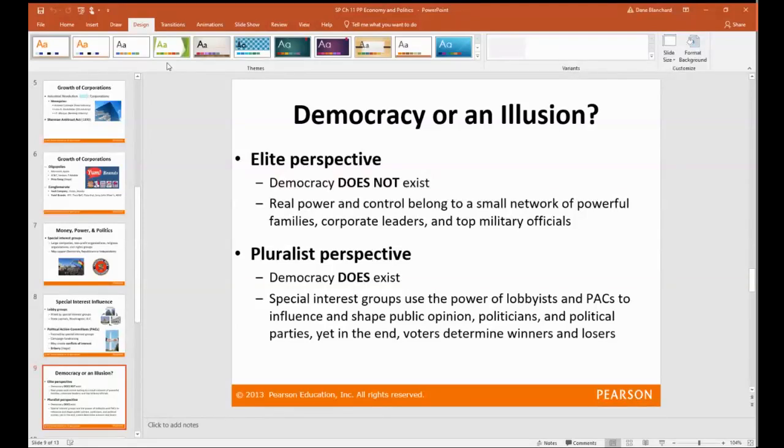So if you have this kind of perspective, then you probably have the belief that my vote really doesn't count, it doesn't matter. Now, if you move over to what's known as the pluralist type of perspective, you do believe that democracy exists. However, you also understand that there are other external forces that shape the perception of the American people.